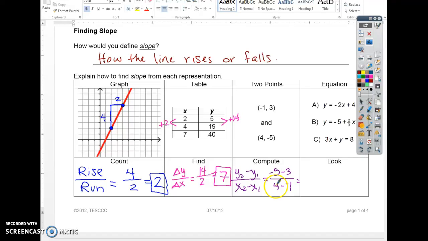See, that was a 4 minus negative 1, so it's plus a positive 1. So that's still negative 8 on top, and on bottom that gives you 5. So that's the slope of those 2 points.